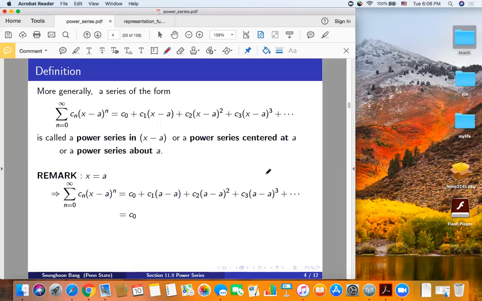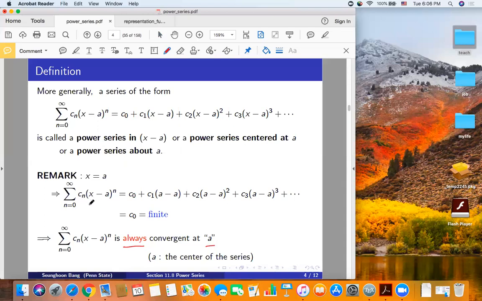So what happens? The power series is a finite number. So what does it mean? The power series is always convergent at a. That's the exact meaning. The series is a finite number, so the series is convergent. This is one important result: the power series is always convergent at a. a is the center of the series.